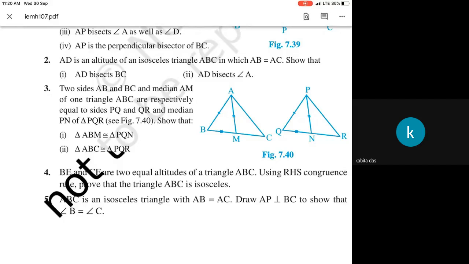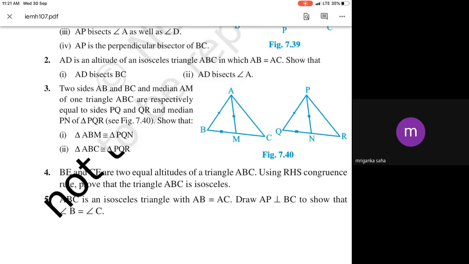Median बोले तो क्या है? Can anyone say what is meant by median? Sir, when a line is drawn from the midpoint of a triangle from one side to the other side.